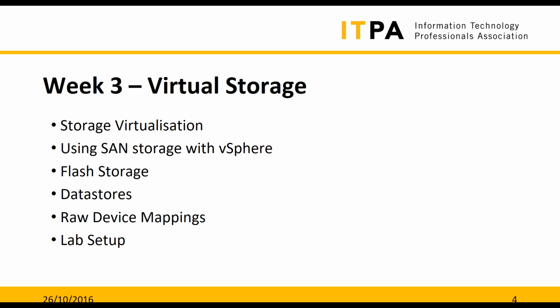So this week what we're going to cover is storage virtualization, what it is, and how it differs from the traditional view of storage. We will look at using SAN storage with vSphere. So what is a SAN and what it is not, and where the term is often misused. We will look at flash storage. We will look at the different types of data stores that are available to you in your vSphere environment and what they're used for. We will look at raw device mappings. They're a particular aspect of storage under VMware that it pays to be aware of under certain circumstances. And again, just look at what your lab setup will include.